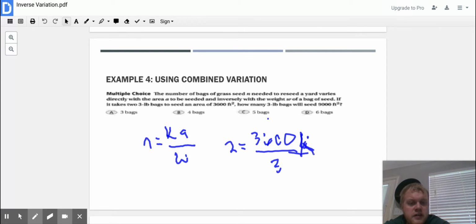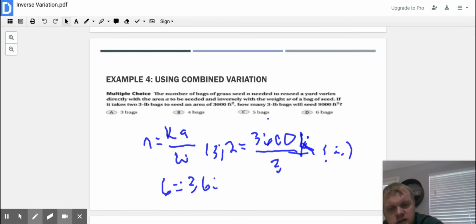So again, that means we're solving for K here, so I've got to get that by itself. I'm going to multiply both sides times 3, on both sides there. So that gives me 6 equals 3,600 K. And that means now we're going to divide by 3,600. Divide by 3,600, so K should be 1 over 600. Very simple there.